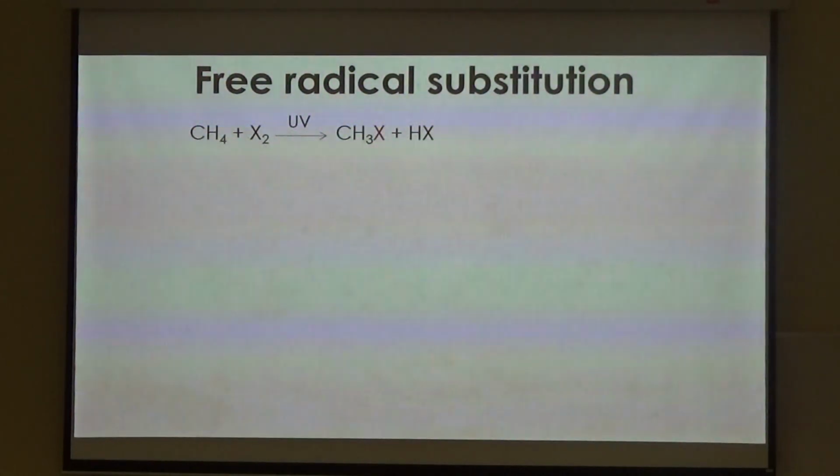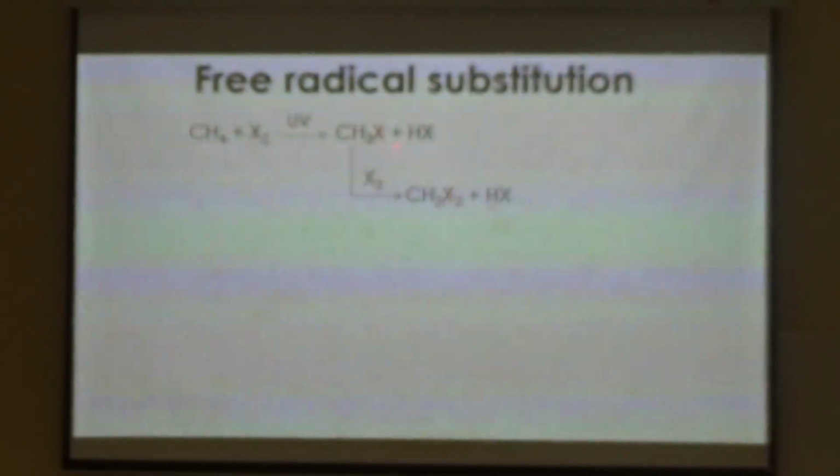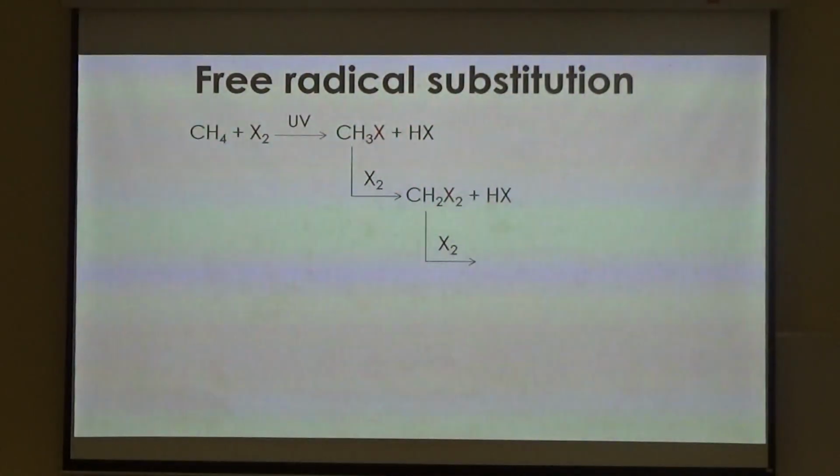If I use methane as an example, reacting with X2, I will have X replacing one of the H, and then I will form HX. If I react with more halogen, then more H will be substituted. Can you see that if I react with X2, I'll have one H being substituted. As I react with more, I will have 2, and then if I react with more, I will have 3. So the substitution goes step by step.